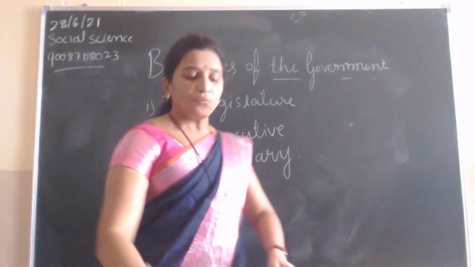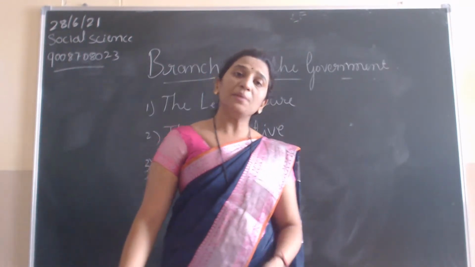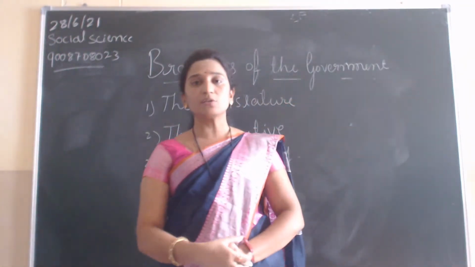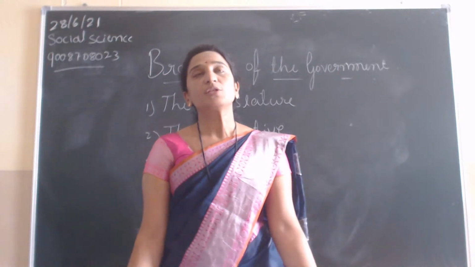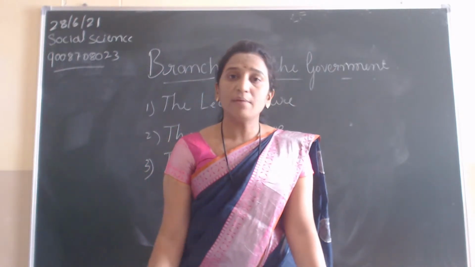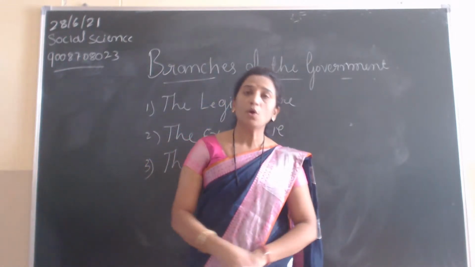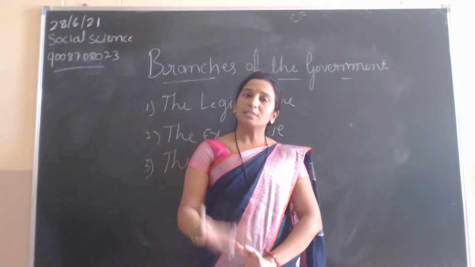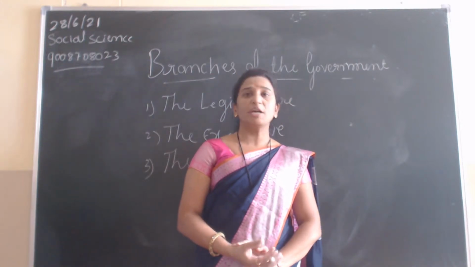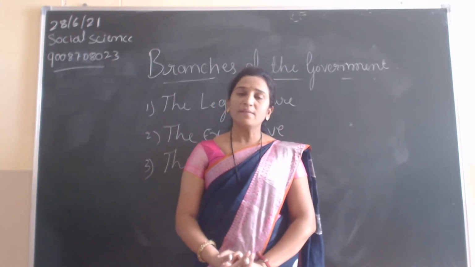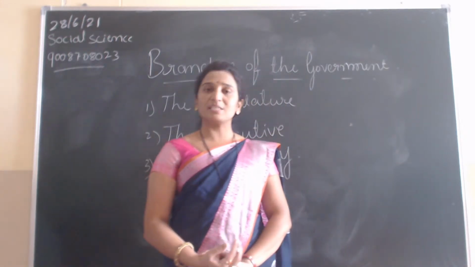We learned in our government about the meaning and needs of government, the functions of government, and the levels of government. We learned how power is distributed among themselves in the levels of government: local government, union government, and state government. In the local, there will be urban and rural, and which kind of persons will take care of all those things. Everything we learned about that. Now today we are going to learn about the branches of government.